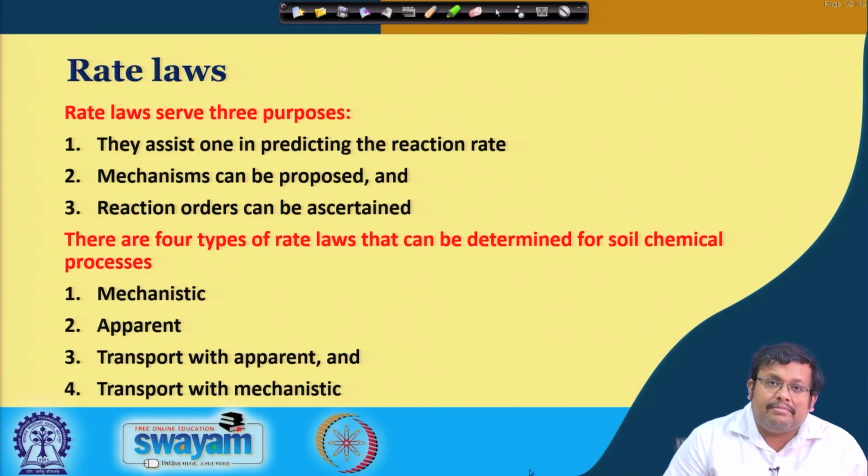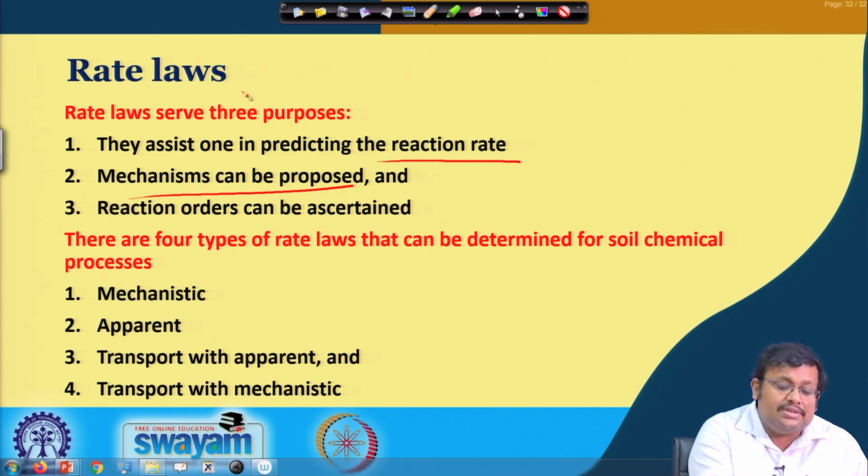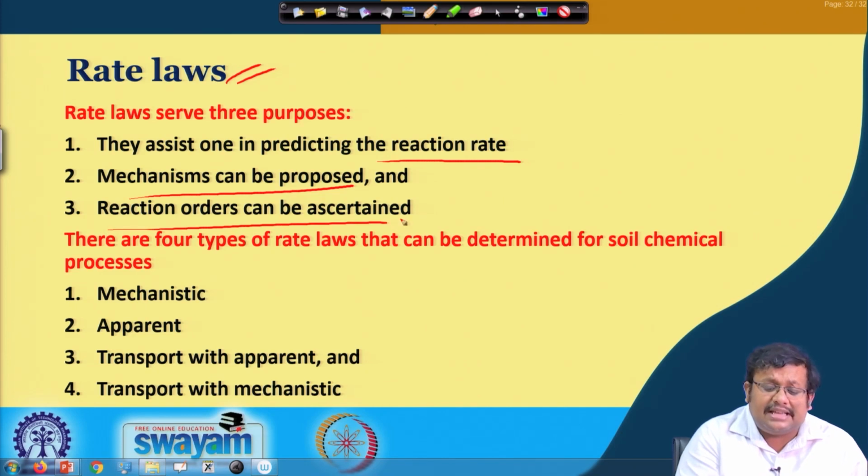What are those three major purposes? First of all, they assist one in predicting the reaction rate. Secondly, reaction mechanisms can be proposed using the rate laws. And thirdly, reaction orders can be ascertained using the rate laws. So, these are the three major aspects or utilities of rate laws.